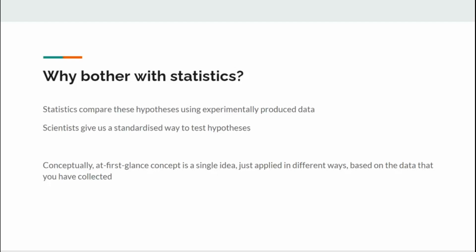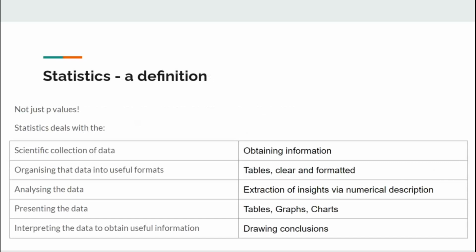Statistics may be thought of at first glance as a single concept, a single idea, but there are lots of different ways that statistics can be applied. Importantly, it's not just p-values. P-values are something that we absolutely associate with statistics, rightly or wrongly, and I think you'll gauge my opinions on that as we progress through the module. But in order for statistics to be effective and useful, we have to take a number of steps which can all fall under the umbrella of statistics in general. The first of which, in the table below, is the scientific collection of data.